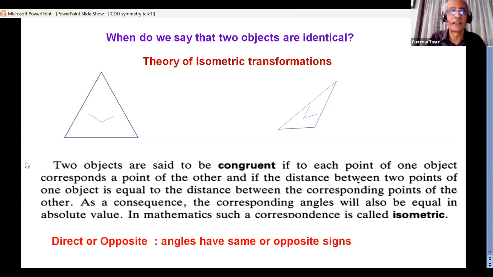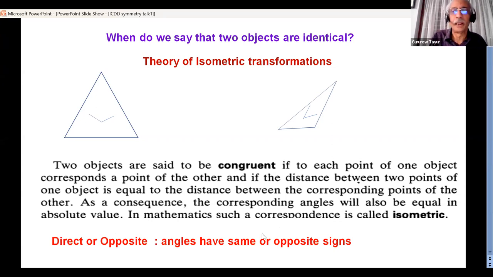As a consequence, the corresponding angles will also be equal in terms of their absolute value. So if you call it alpha here, it is alpha prime there, and the two values will be the same. And this refers to two types of possibilities. When the angles are of the opposite sign, we call it opposite congruence, and we call it direct congruence if the angles are of the same sign.